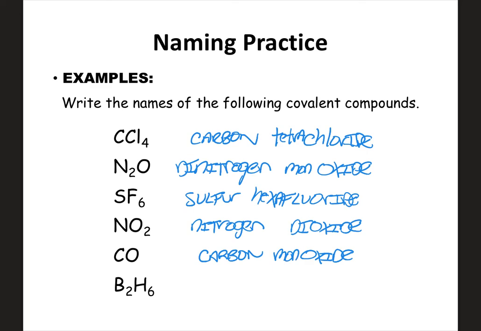And then the very last example here, we have B2H6. So we got boron, and then hydrogen would be hydride when it ends in IDE. So when you put your prefixes on, it's diboron hexahydride. Okay, so these are some examples here of doing some covalent names.